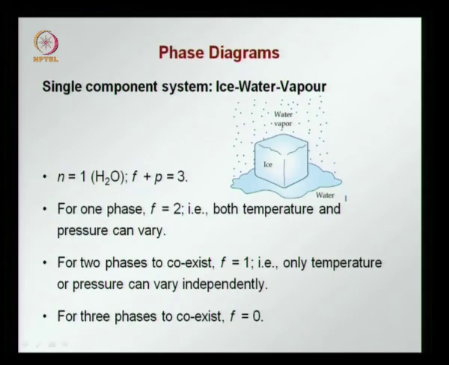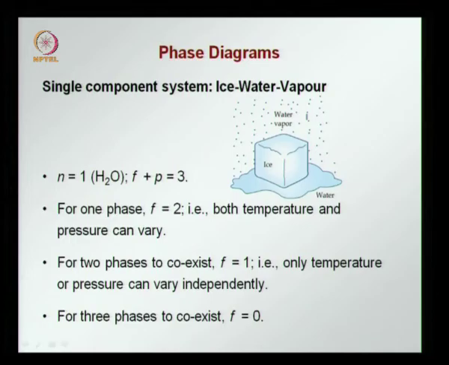In the case of a single component system, n is equal to 1, which is water, H2O, the Gibbs rule F plus P is equal to n plus 2 becomes F plus P is equal to 3. For one phase, that is if P is equal to 1, F is equal to 2, that is, both temperature and pressure can vary. So, if we are looking at only ice, within the limits of ice existing as such, both temperature and pressure can vary. Similarly for water and for water vapor, the liquid and gaseous phases respectively.